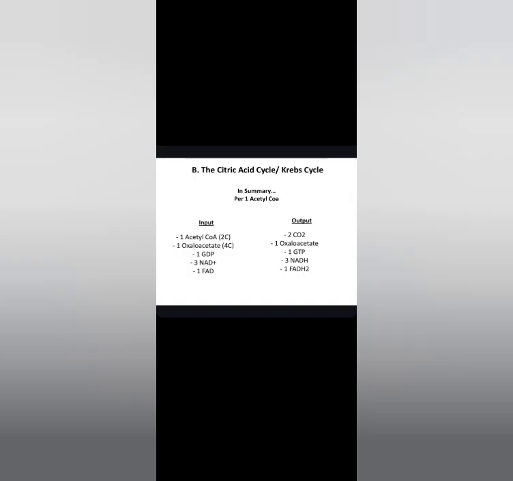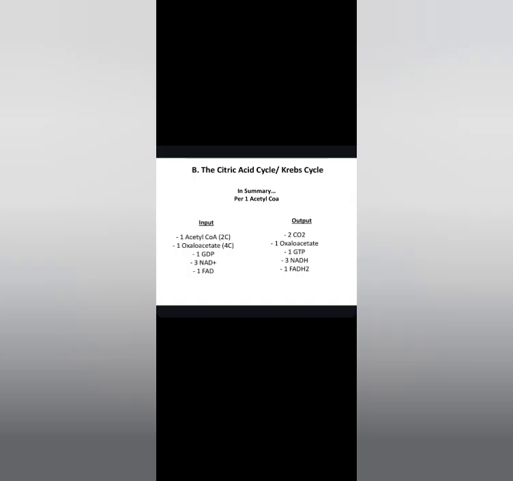Each glucose makes 2 pyruvates, each pyruvate becomes 1 acetyl-CoA, and for each acetyl-CoA, the cycle happens once. Does that make sense? Okay.